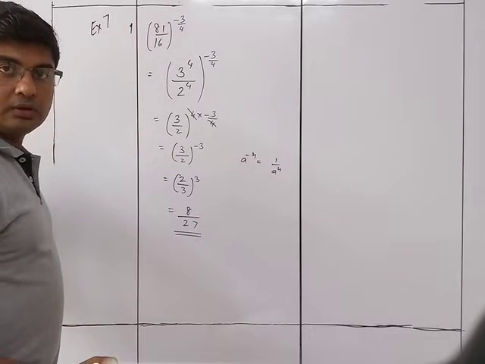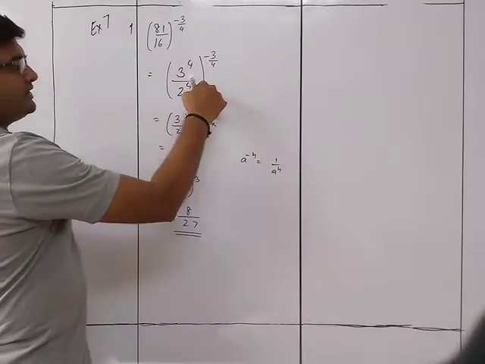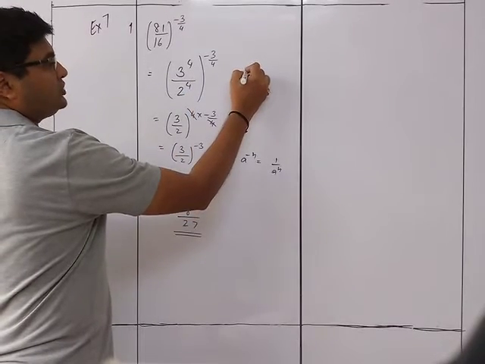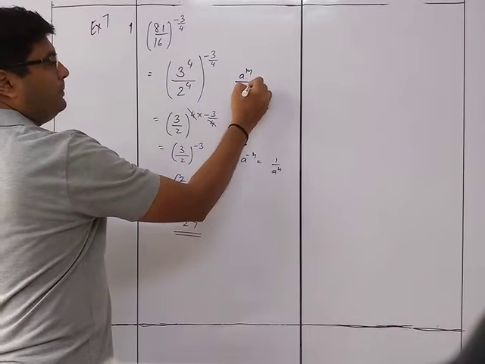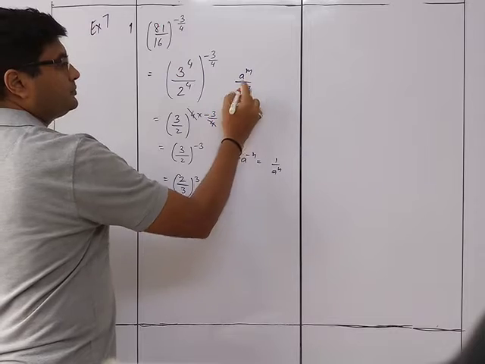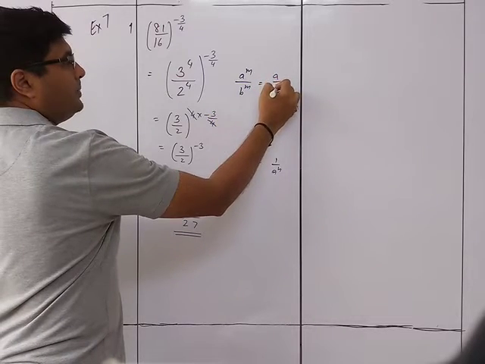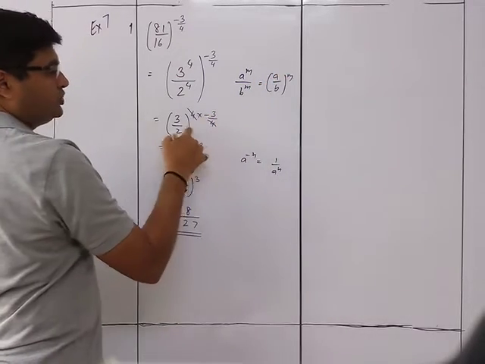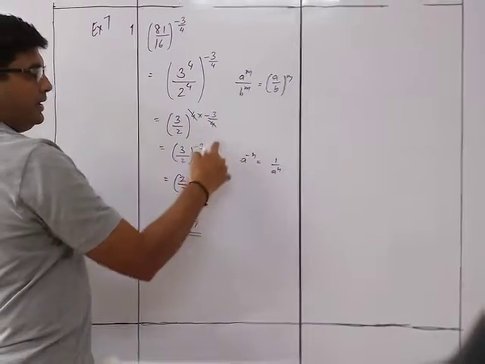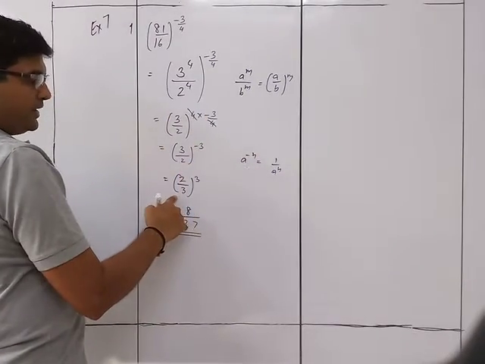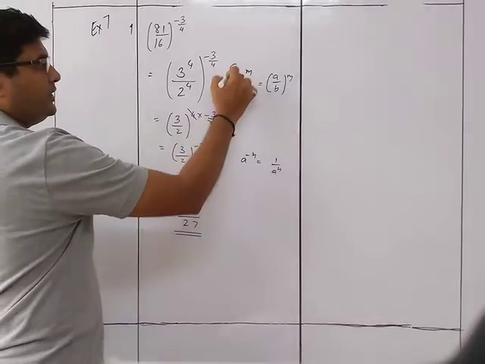Understood? The formula which I used over here was a raised to m upon b raised to m is equal to a upon b whole raised to m. This is what I used here. This became this. And then I used this formula to get this. Okay, this is the formula I used.